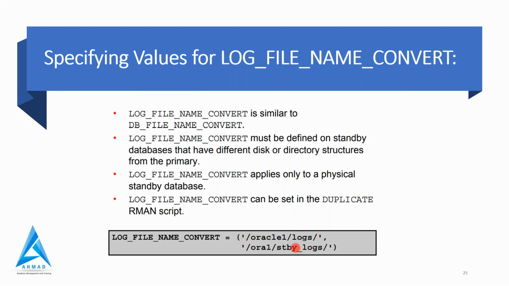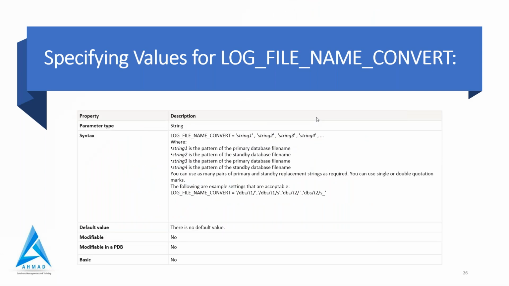Okay, so log file name convert is a very important parameter in switchover also. If you have a different directory structure, you must define that. But even if you have the same directory structure, for redo recovery in switchover the parameter should be there. That is a requirement. And log file name convert also has no default value, modifiable no, modifiable in PDB no. And you can define string 1 comma string 2 comma string 3 like that.